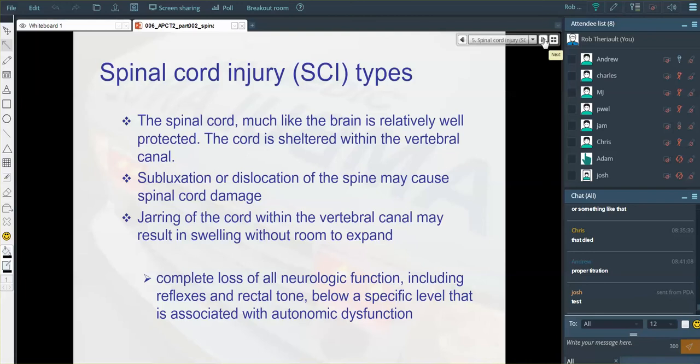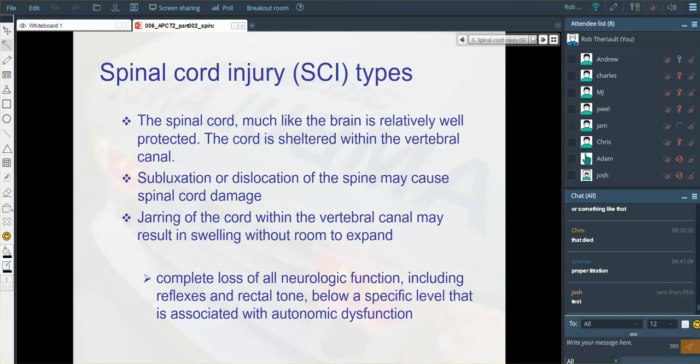And even jarring of the cord within the vertebral canal can result in swelling, and like the brain, there's limited room to expand. So if the swelling is great enough, if the bleeding is great enough within an area, over time it can compress the cord, kind of like a compartment syndrome, and start to cause deficits.